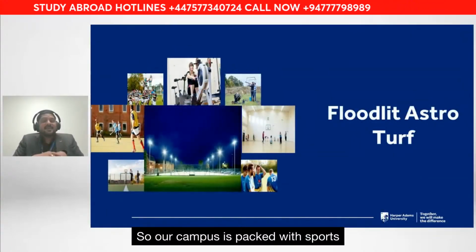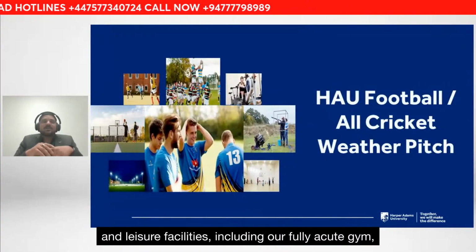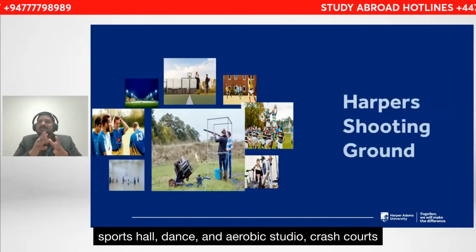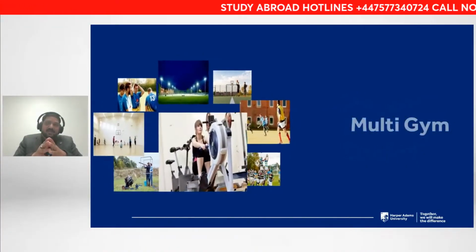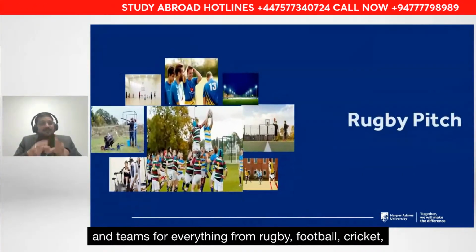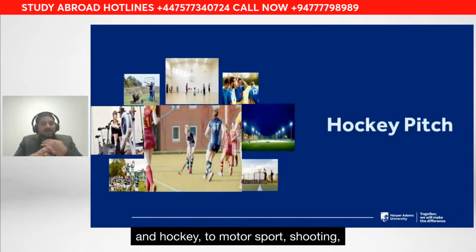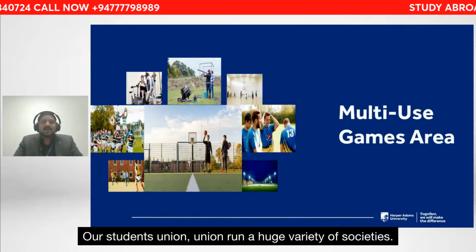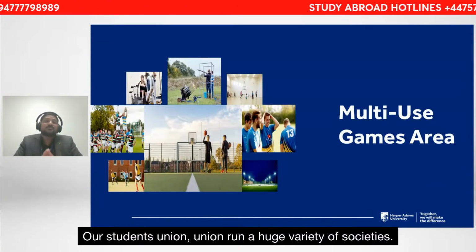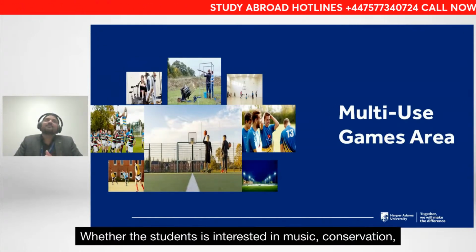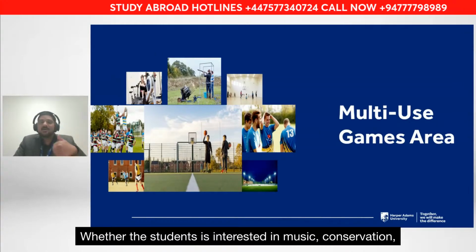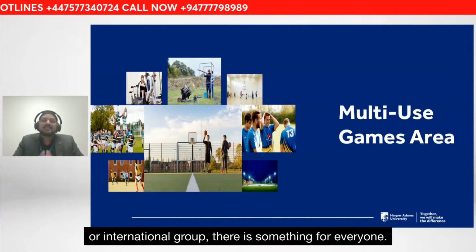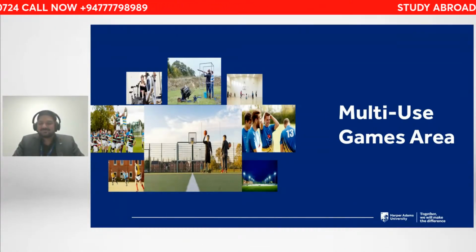So our campus is packed with sports and leisure facilities, including a fully equipped gym, sports hall, dance and aerobic studio, squash courts, and floodlit pitches. You will find clubs and teams for everything from rugby, football, cricket, and hockey to motorsport, shooting, and even archery. Beyond sports, our union runs a huge variety of societies. Whether the student is interested in music, conservation, gaming, or wants to join a cultural or international group, there is something for everyone.